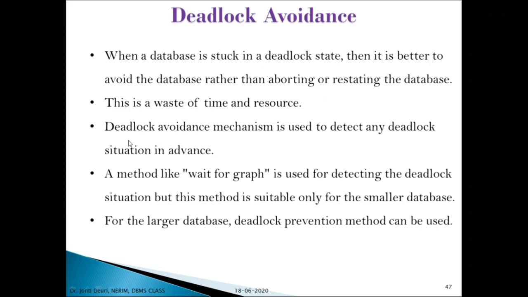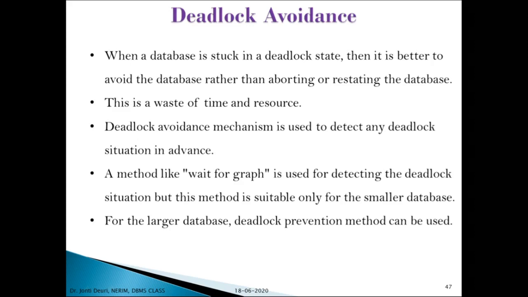So better you can avoid it. The deadlock avoidance mechanism is to detect any deadlock situation in advance. A method like the wait-for graph is one type of method that we will discuss. This wait-for graph is used to detect the deadlock situation, right? But deadlock avoidance with a wait-for graph is suitable only for smaller databases. If we have a large database, then we can do deadlock prevention.